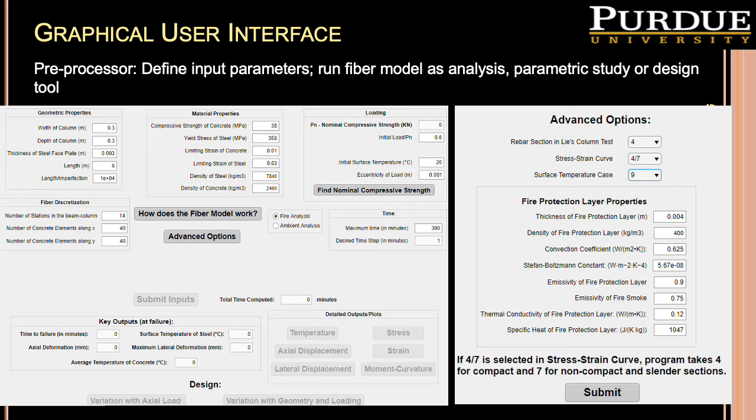There is also an advanced option tab to modify more properties such as fire protection material properties. In the advanced option, we can select the material stress strain curve and the heating curves, like the ASTM E119 standard time temperature curve or user input time temperature curves. When all the inputs are provided, we can click on the Submit Input button to run the program.